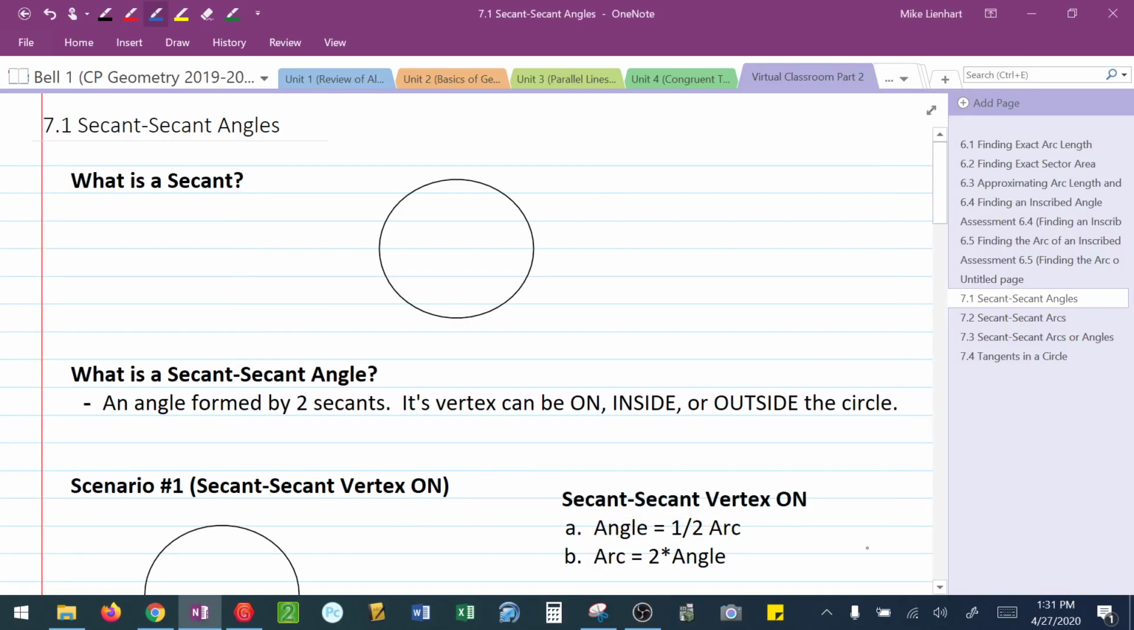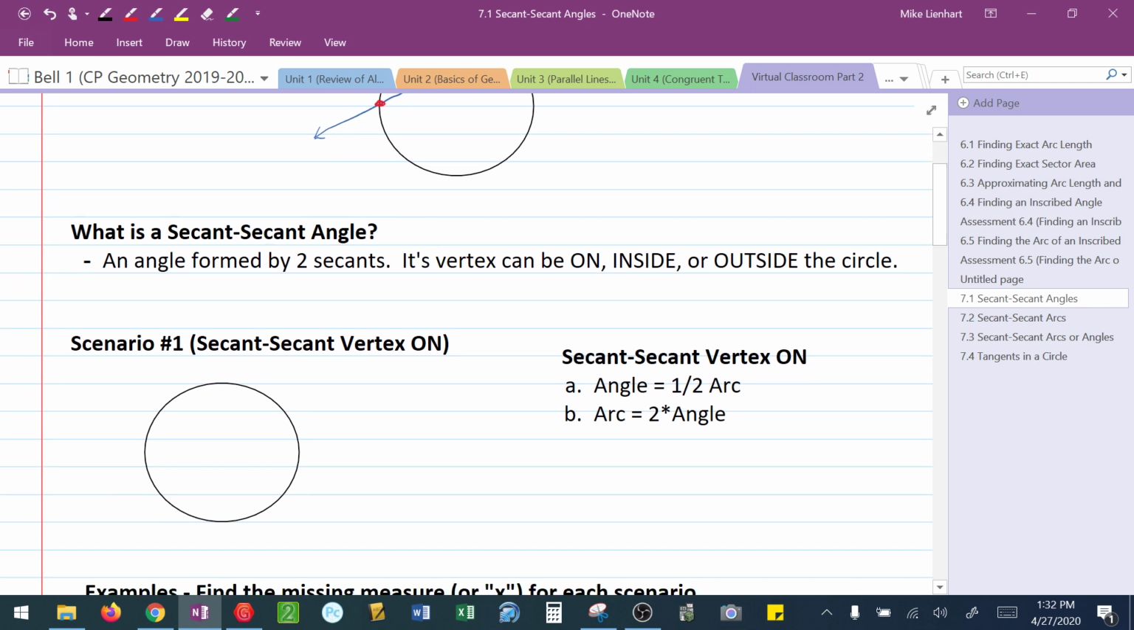In this video, we're going to start working with secants, and what we're going to focus on here is what's called secant secant angles. So first off, what is a secant? A secant, by definition, is simply a line that passes through the circle in exactly two locations. Okay? So pretty simple. Notice that a little part of the secant would be called the chord. And we could have a secant that goes through the center, making that little segment a diameter.